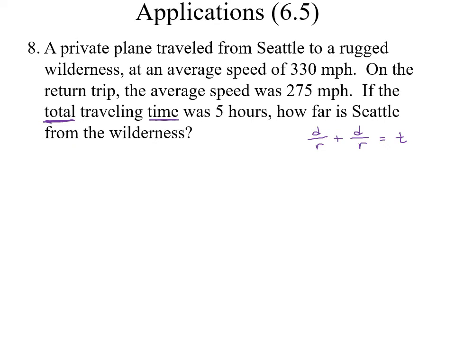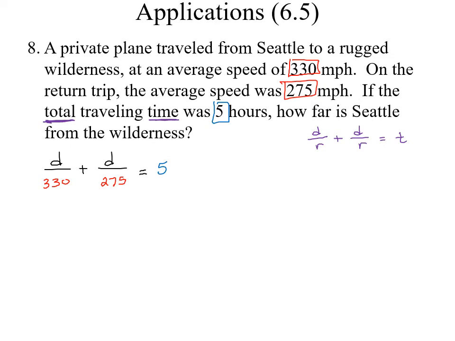So what we will have is two different rates, and we have a total time. The distance from Seattle to the wilderness is the same whether you're going one direction or the other. And so we will solve this as d, and d being the total distance, being the distance between the two places. The rates will be, one of them is 330, one is 275. So you'll put 330 on the bottom of one, 275 on the bottom of the other one, and it's equal to the total time, which in our case was 5 hours. So we set it equal to 5. And you solve it for d.